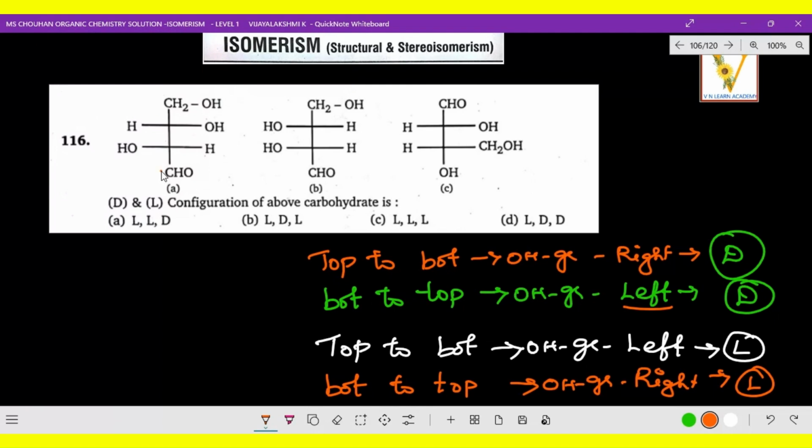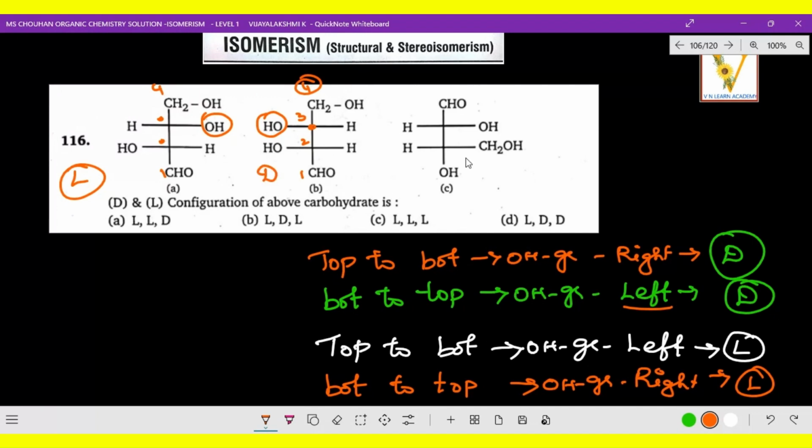Now, come on, let us go and identify. Here CHO is 1, here 2, this is 3, and this is 4. So in that, the OH group is located on the right hand side, that means bottom to top, OH group on the right hand side, L configuration. Yes, this is L configuration. And the same way, next, this is the OH group. Let us check where it is. 1, this is 2, this is 3, and this is 4. The OH group, last chiral center, where is it located? Here the OH group is on the left hand side. So bottom to top, OH group on the left hand side. So this is D, right?